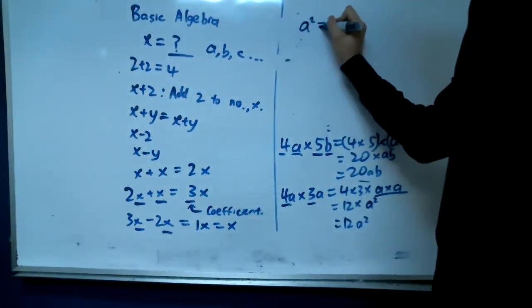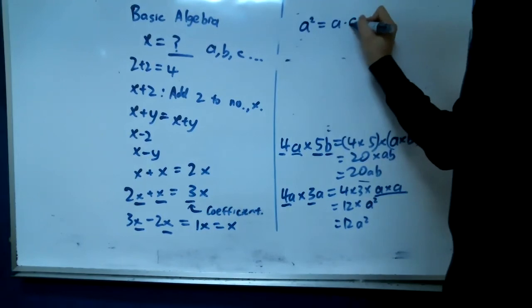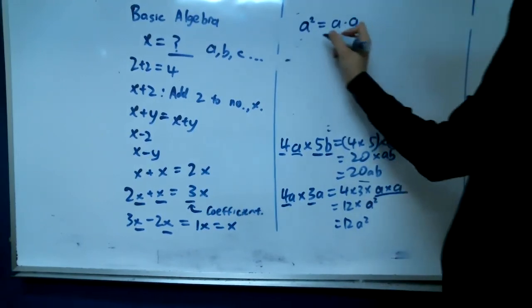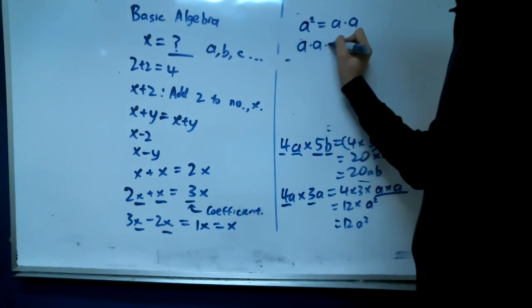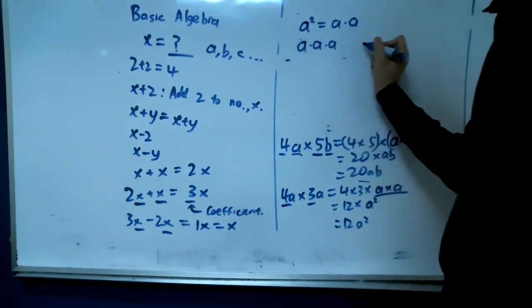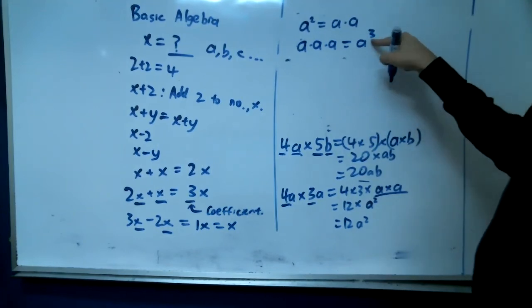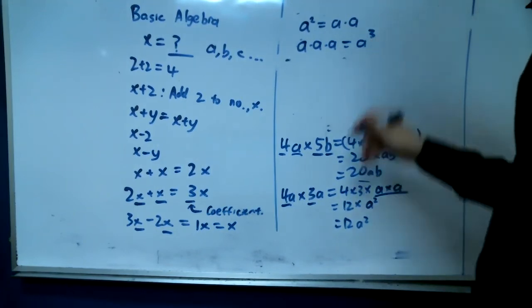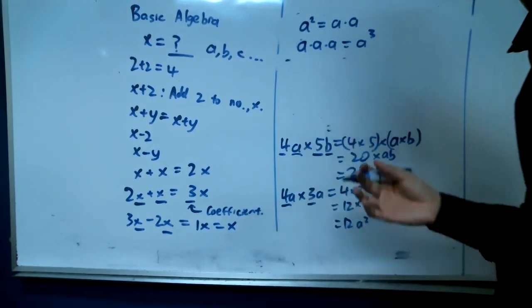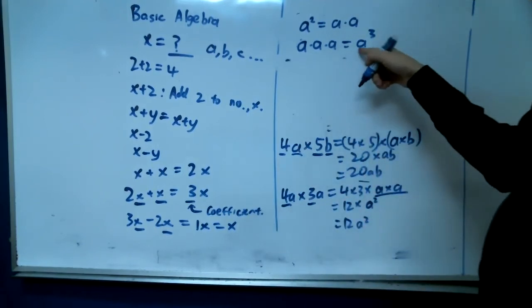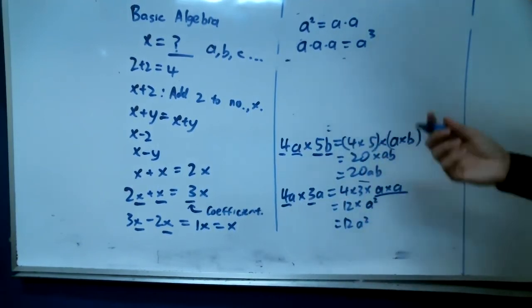a squared is equal to a times a. And similarly, a times a times a, if we do it 3 times, is equal to a cubed. So the number here on the top right represents how many times I multiplied this thing by itself.